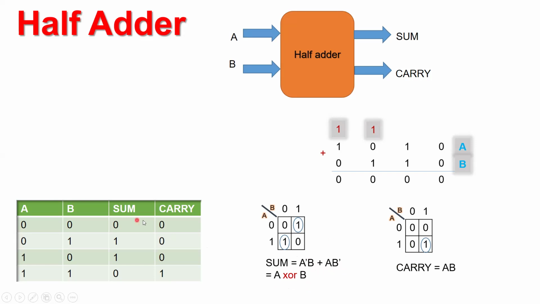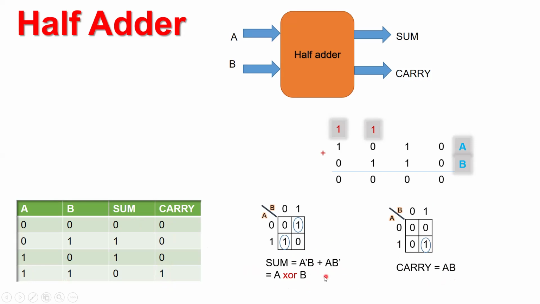For the carry, you see that in the last row, both A and B are 1, and the carry is marked as 1. So this is the min term. We see here A, B are both 1 and this min term has been marked. So we get the one product term, carry equal to AB.